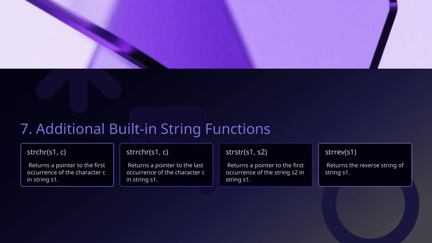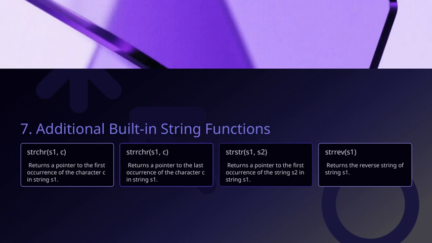Next, we have strrchr, where the r stands for reverse or last. This function finds the last occurrence of a character c in the string s1. It's particularly handy when the same character appears multiple times and you need to find the final one.